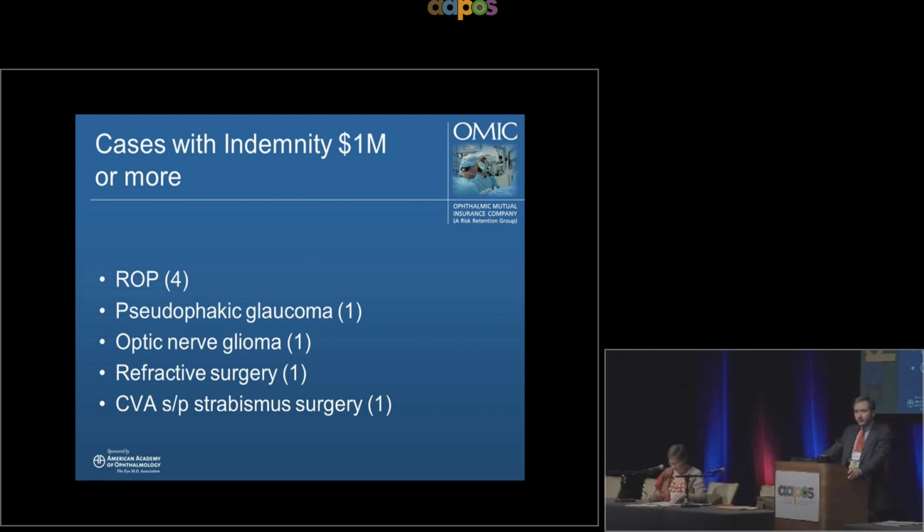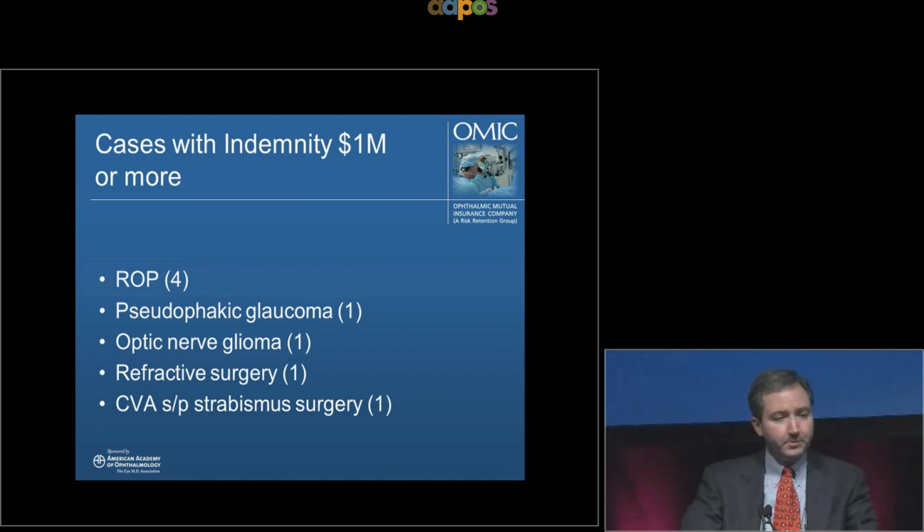So these are the cases that had indemnity payments of $1 million or more among the individual cases. Remember, we had the one on the entity side I discussed with you. Leading the pack, retinopathy of prematurity, a case of pseudophakic glaucoma, optic nerve glioma, refractive surgery, and then one patient had a stroke immediately following an adjustment for strabismus surgery.